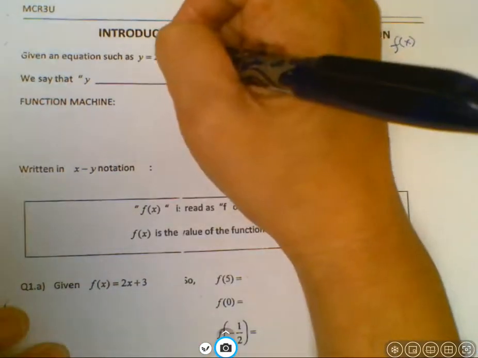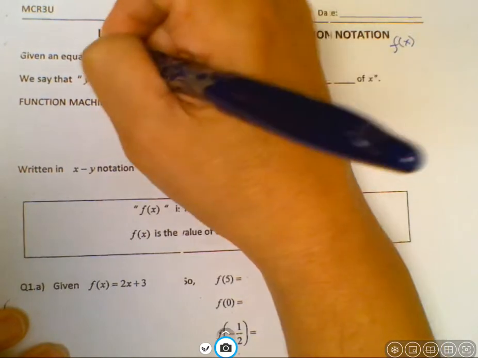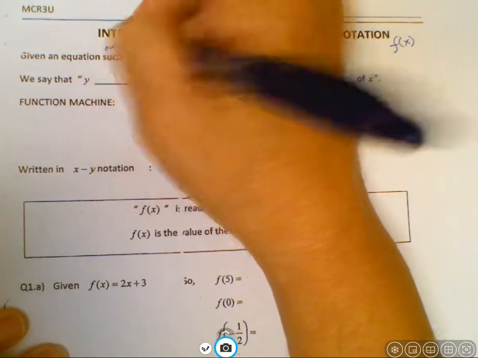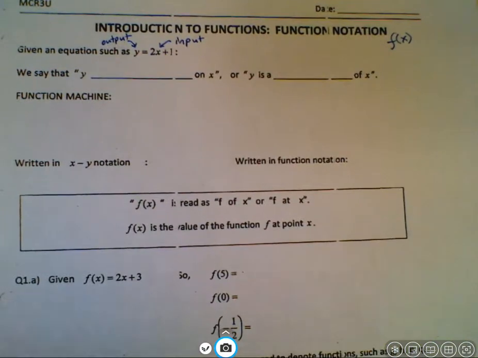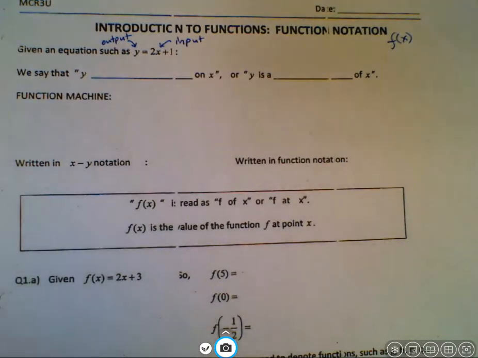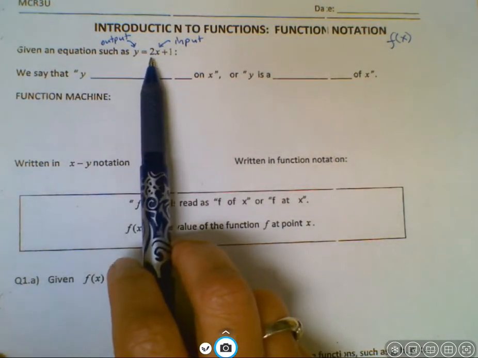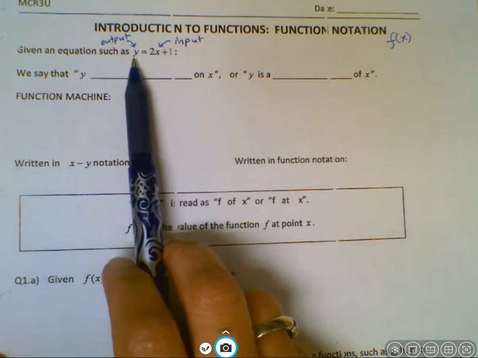This x is the input, and the y is the output. Just as a quick review, this is a function because, number one, y equals 2x plus 1 can be graphed as a straight line, and straight lines will pass the vertical line test as long as they're not vertical. So that is a function. Also, whatever x you choose to be the input, you can only calculate one y from that x.